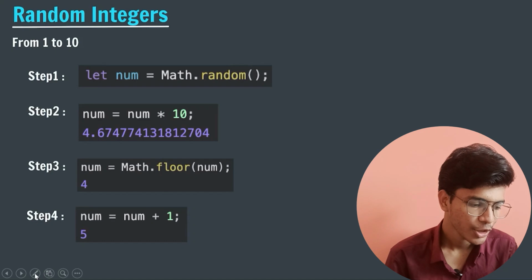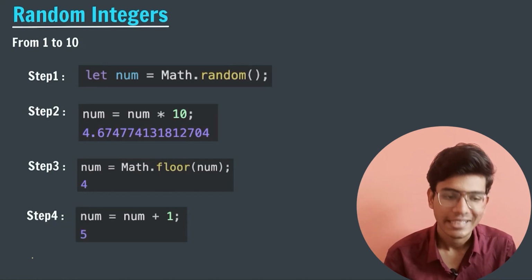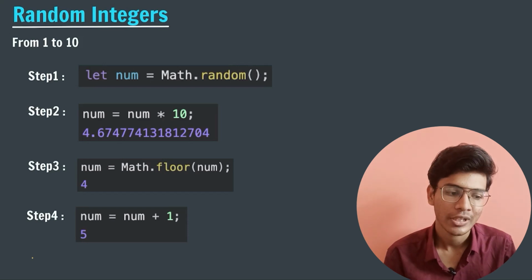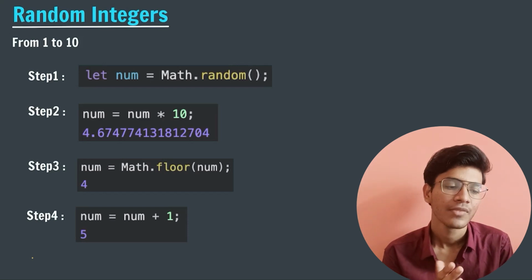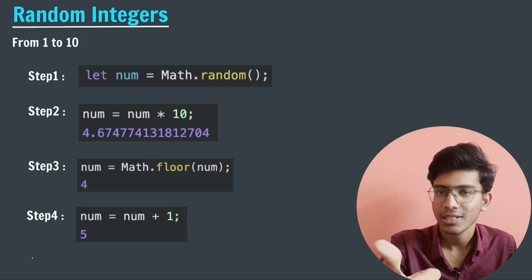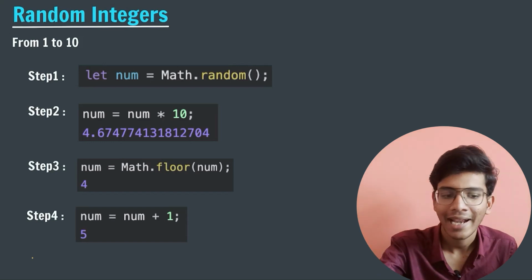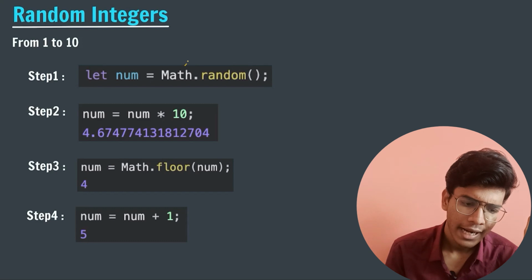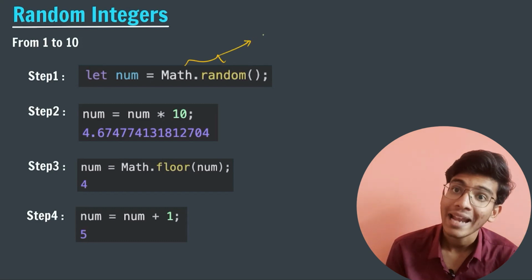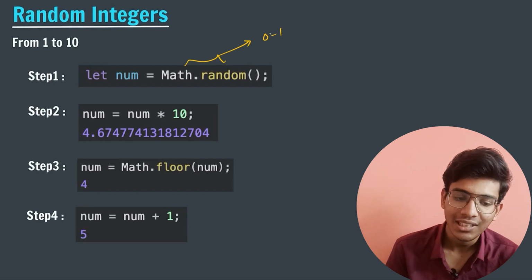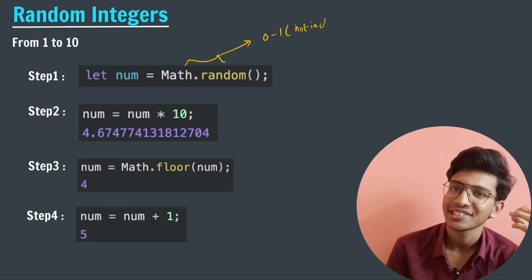Okay, so in this question we need to generate random integers from 1 to 10. How can we do it? We can do it basically using this method. First of all, we create an integer, and you have to remember here that Math.random will always give a random value from 0 to 1, and 1 is not included. It is an exclusive value.